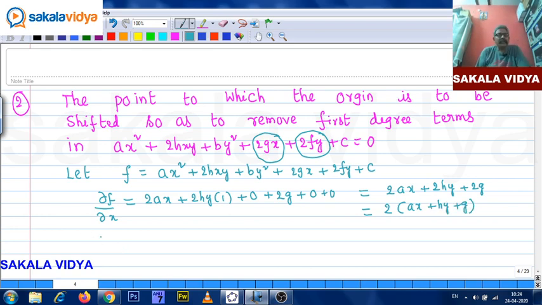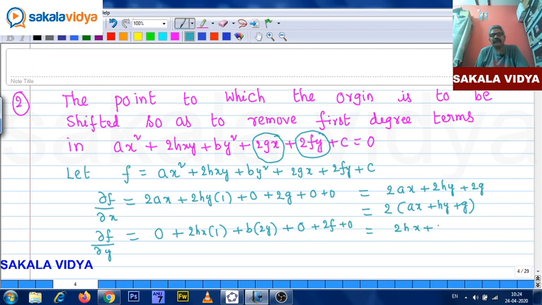Now let us find dou f by dou y, partially differentiating with respect to y. 0 plus 2hx into y differentiation 1, plus b into 2y, plus 2gx differentiation 0, plus 2f into 1, 2f, plus 0. So this equals 2hx plus 2by plus 2f. Take 2 common. We get hx plus by plus f.